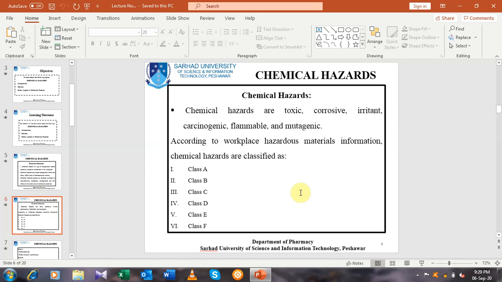Now in this section we will discuss the chemical hazard types or classification. As you know, chemical hazards are toxic, corrosive, irritant, carcinogenic, flammable, and mutagenic.